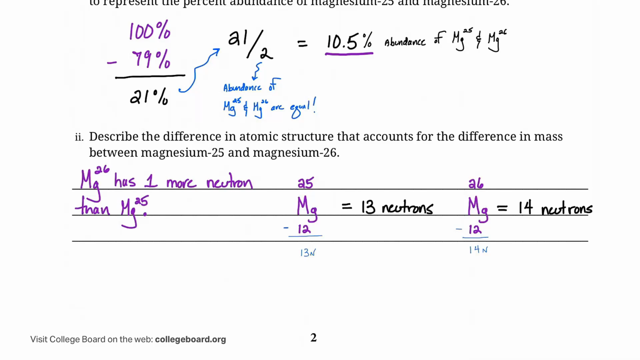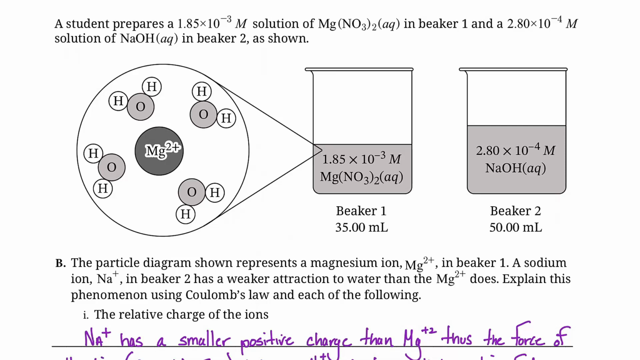In any case, moving on to the next question. We start in B, and they give us a little particulate diagram of a magnesium ion being surrounded by water molecules, and some solvation here. They're preparing a solution of magnesium nitrate and a solution of sodium in two different beakers. The question comes down to a basic Coulomb's law.